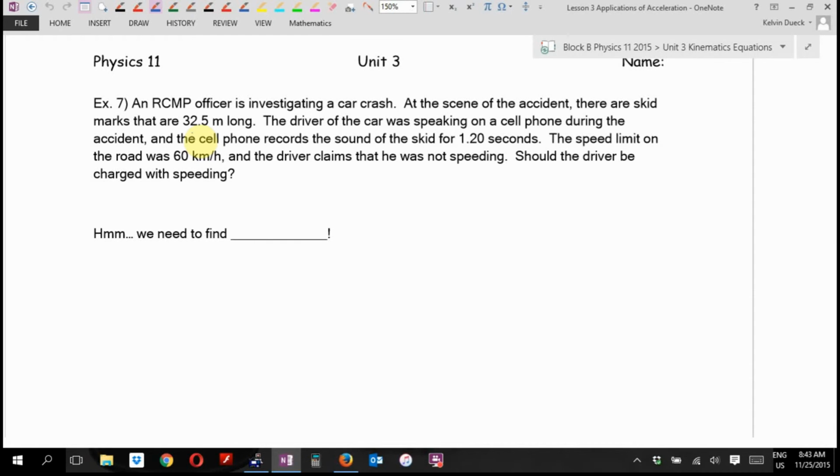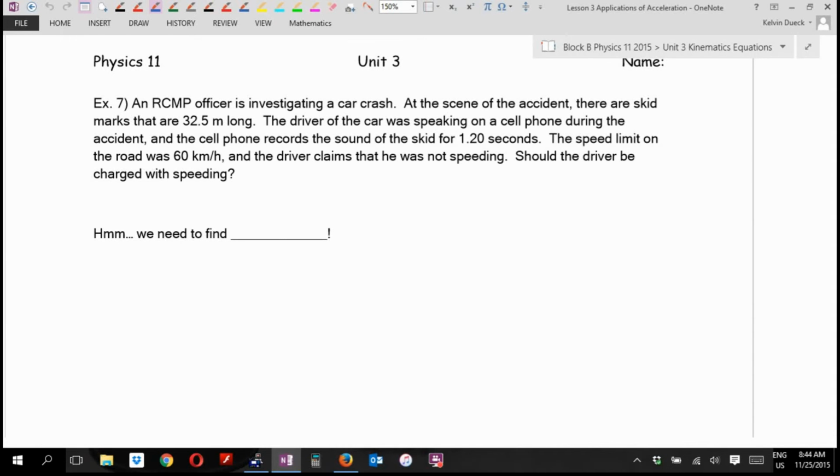The driver of the car was speaking on a cell phone during the accident. Huh, that never happens. Yeah. And the cell phone records the sound of the skid for 1.2 seconds. The speed limit on the road is 60 kilometers per hour, and the driver claims he was not speeding. You are the RCMP investigating this accident. Will this driver be charged with speeding?